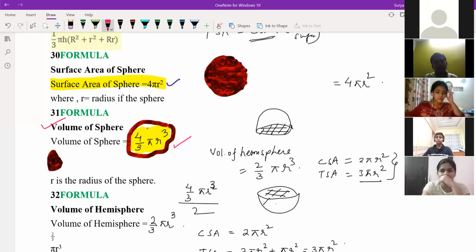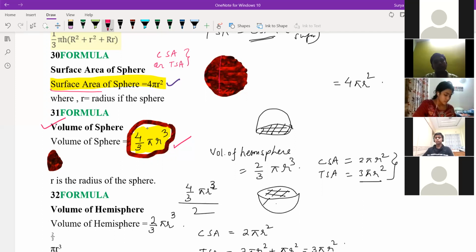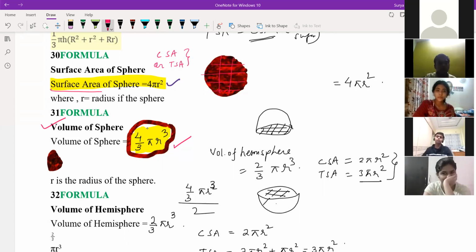Here CSA and TSA will not be different. Here surface area is nothing but you can just call it CSA or TSA, both are the same. Because if you see a football or anything, which is a curved surface, we can't separate anything, right? From everywhere it's the same only.